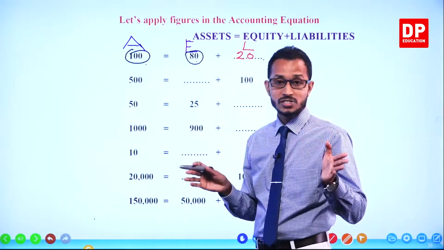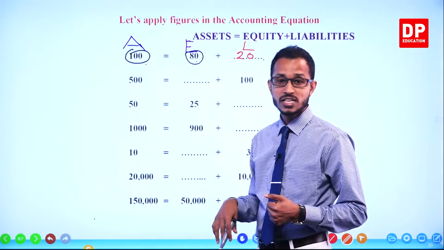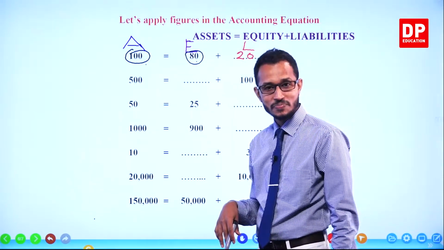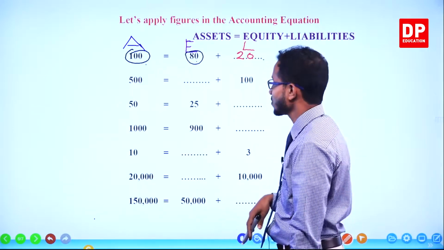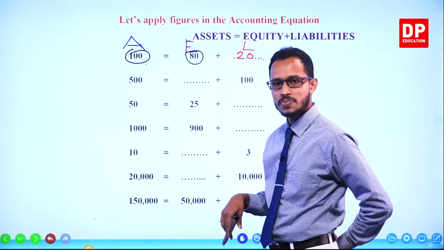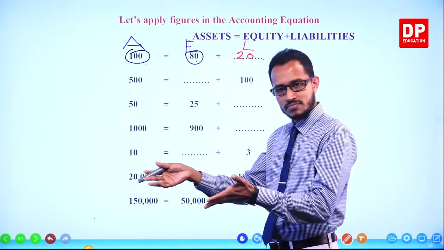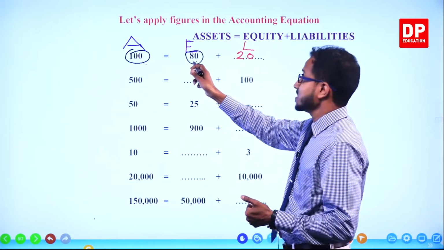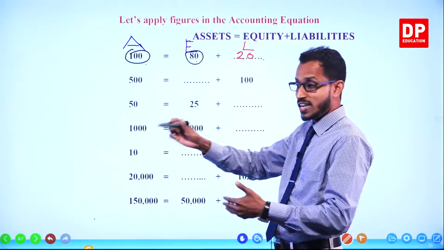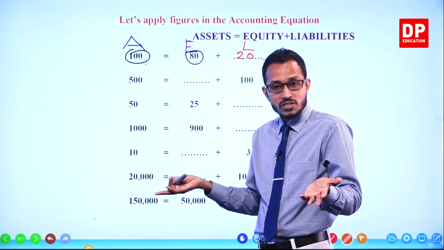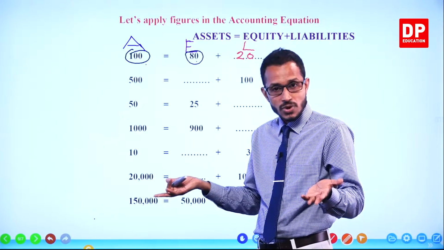I'm not going to do the calculations here, children. These are very simple calculations, and you are O-level students. You should be able to figure it out. If 100 worth of assets exist in a business, out of those 100, 80 is invested by the owner, or 80 belongs to me, the owner. What's the remaining amount? 20.